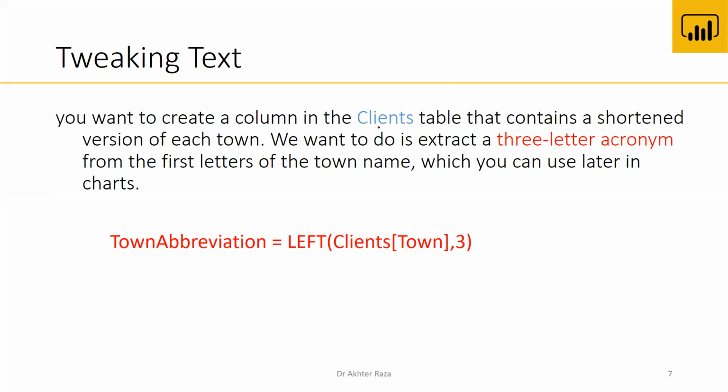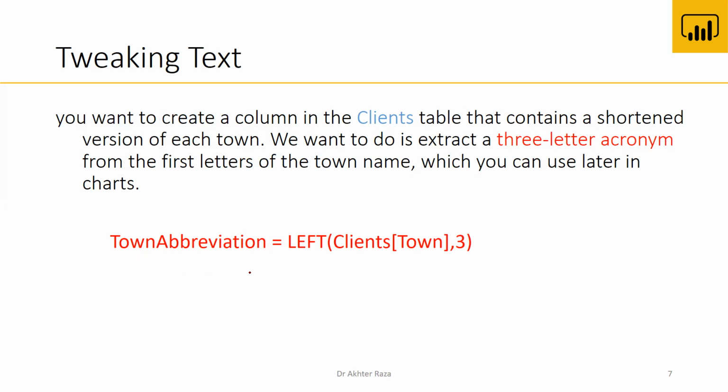specify the town name with shortened versions. Town name is a long name, a complete name, or the whole name of the town. We want to create acronyms for the town by just extracting the first three characters from the town column. So how will this function be written? You have a town abbreviation.